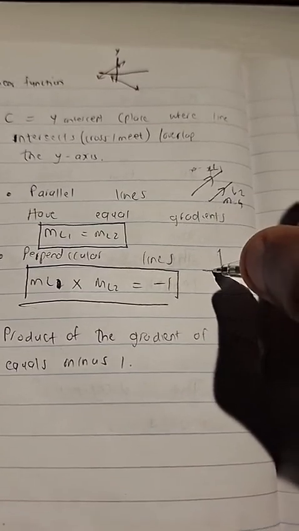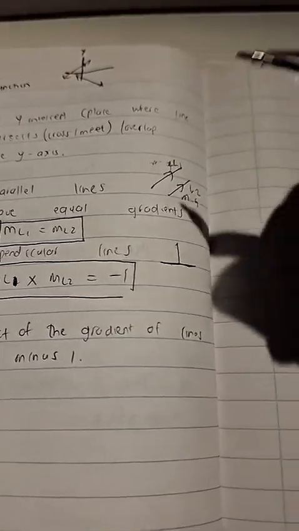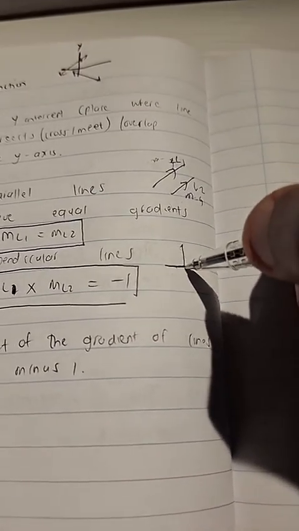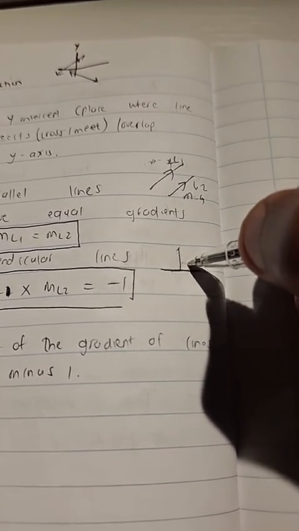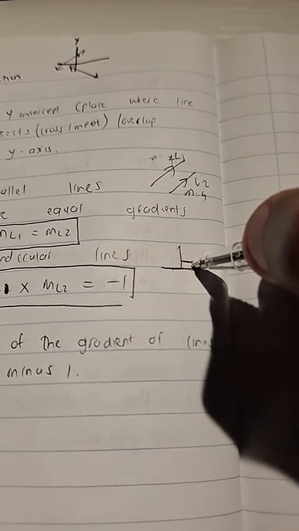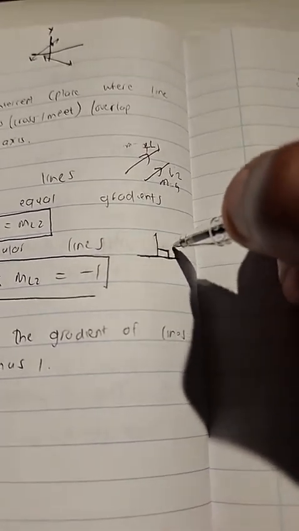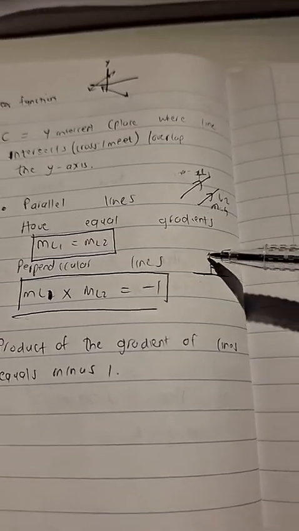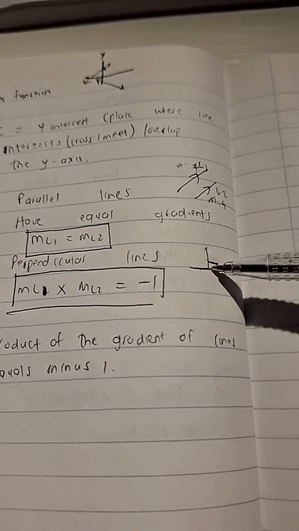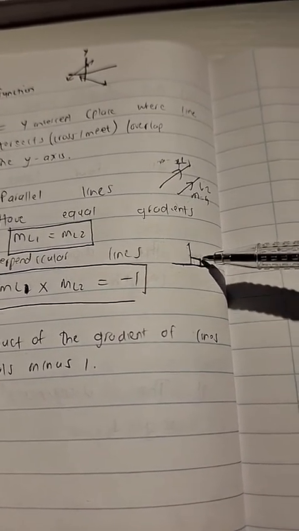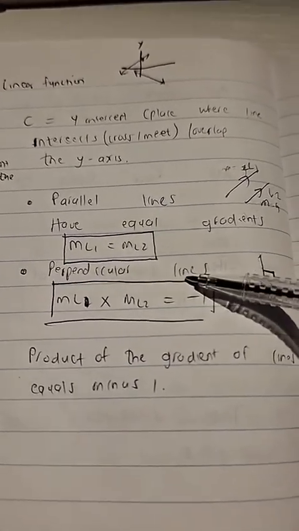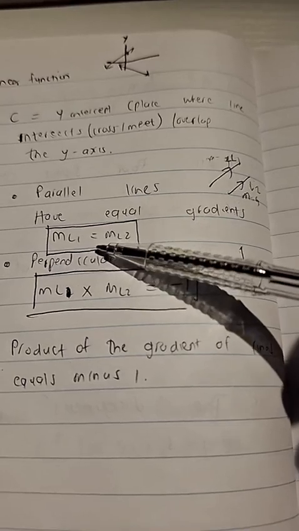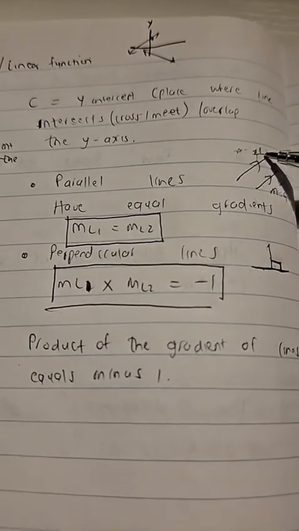Now, this word perpendicular, what does the word mean? The word perpendicular simply means two lines that meet, overlap, and make an angle of 90 degrees. That's what perpendicular means. When you have two lines, they meet and they make an angle of 90 degrees. That's what perpendicular lines are. So what do we know about the gradient of perpendicular lines?